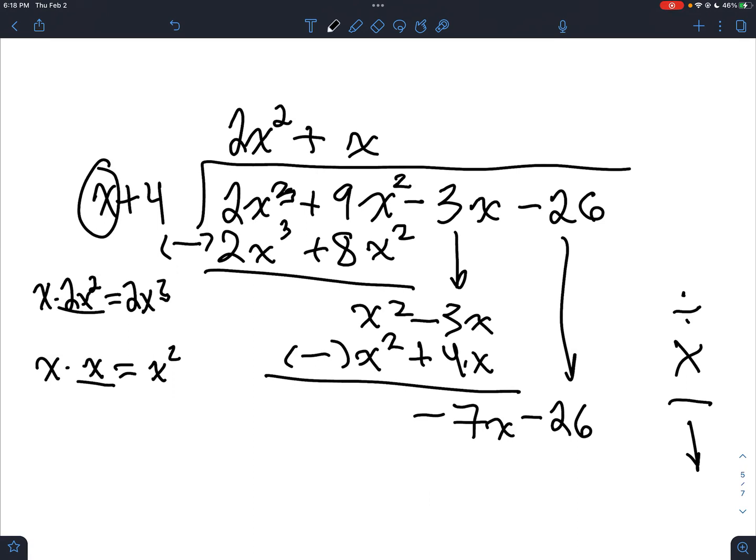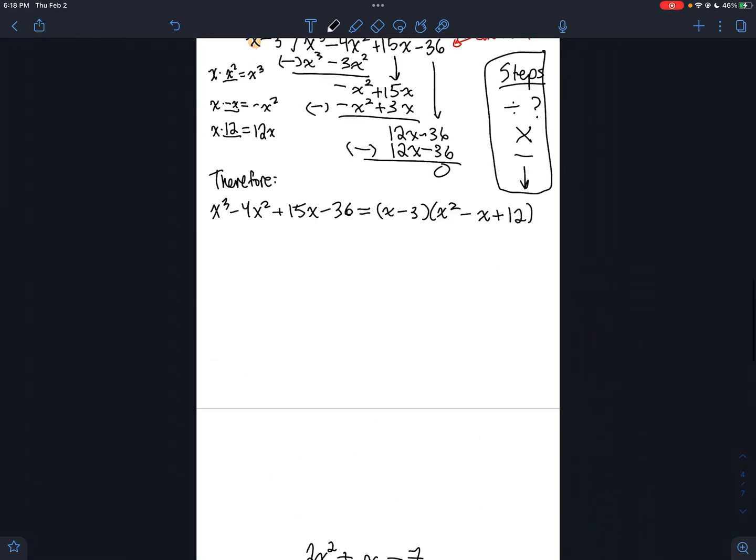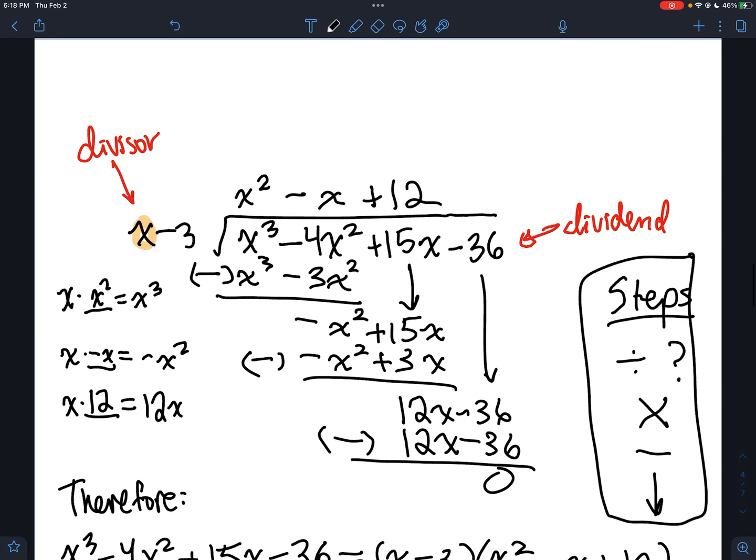And finally, so this was x. And then we have x times what is negative 7x. And the answer to that is negative 7. So we put in negative 7, multiply, subtract, which that cancels, and then this actually gives us a 2. So this is called the remainder.